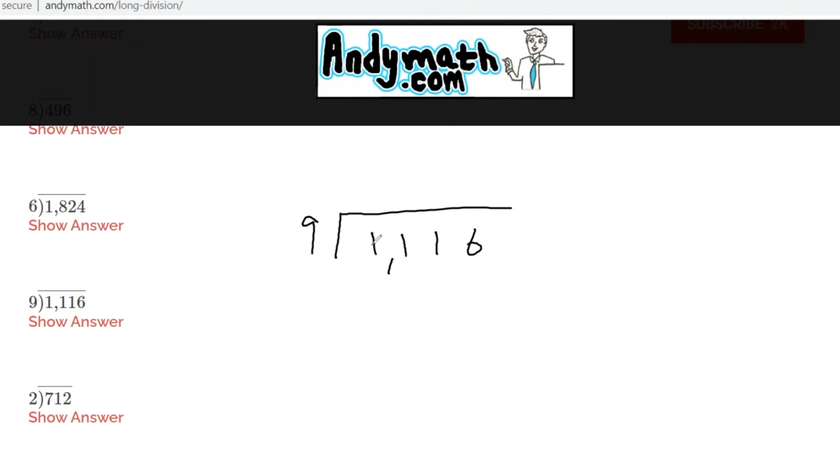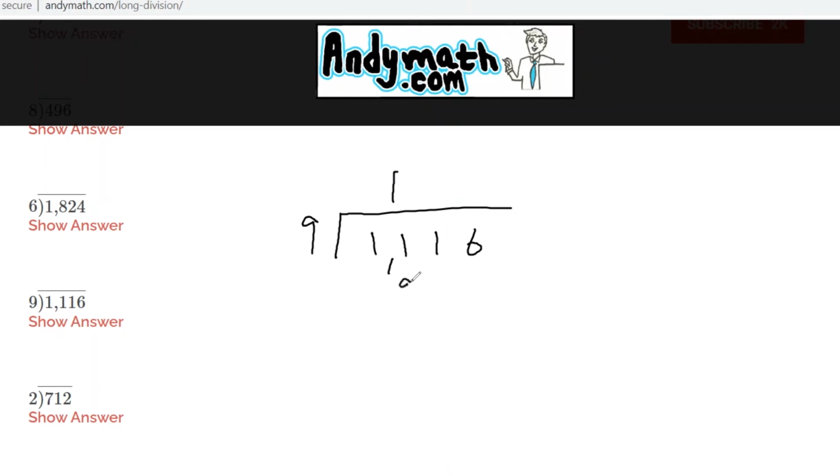First thing, how many times does 9 go into 1? 0 times. How many times does 9 go into 11? Once. We put the 1 above the farthest number over that it goes into. So we don't want to put the 1 there because 9 didn't go into 1. We put the 1 here because it went into 11. I hope that makes sense.